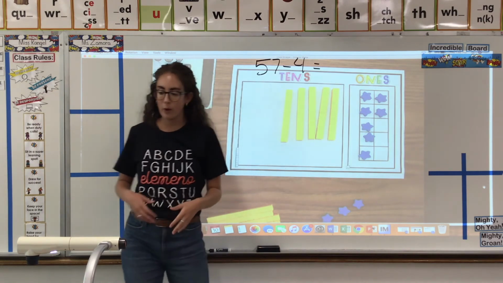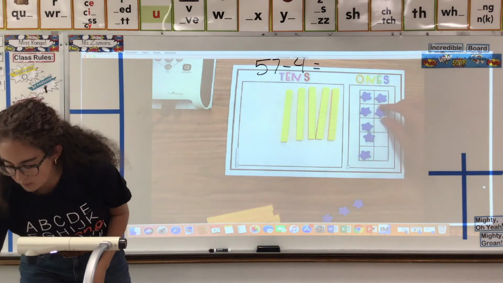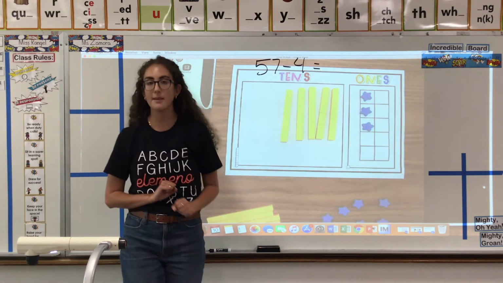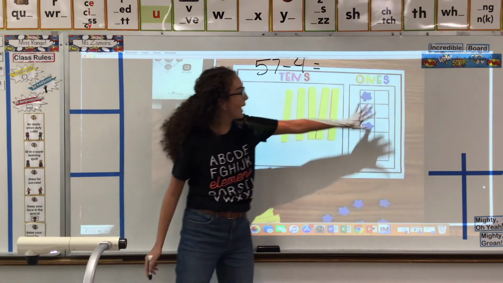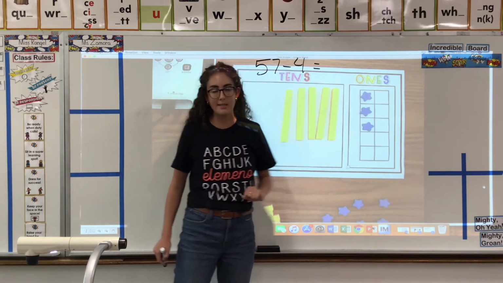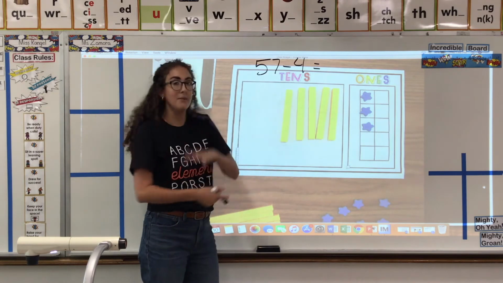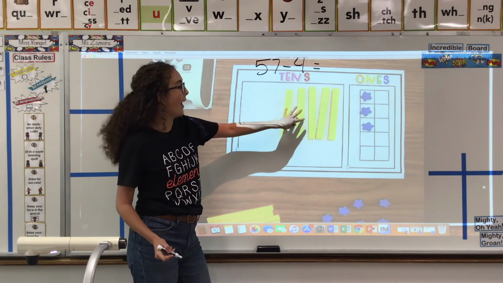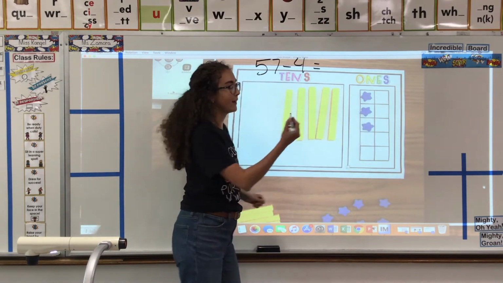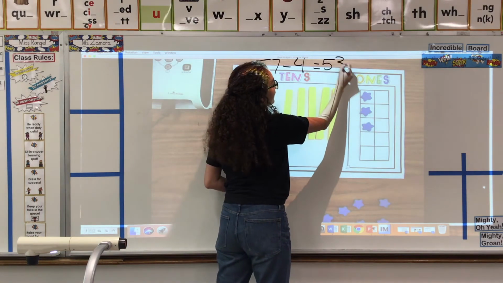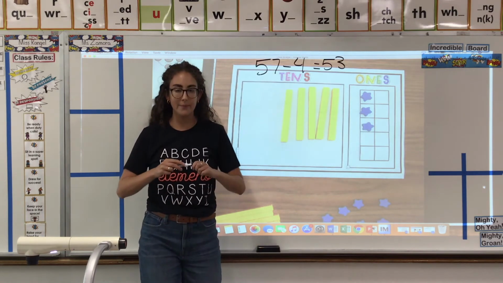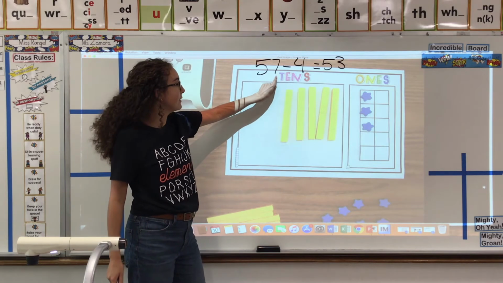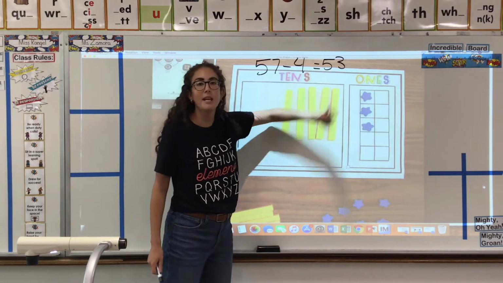Let's take away 4 ones. Here we go. 1, 2, 3, 4. Awesome. So we subtracted all that 4 from the ones. And now, what number do we have? 53. We can see it right on our chart. By subtracting those 4 ones from the 7 ones, we got 53.